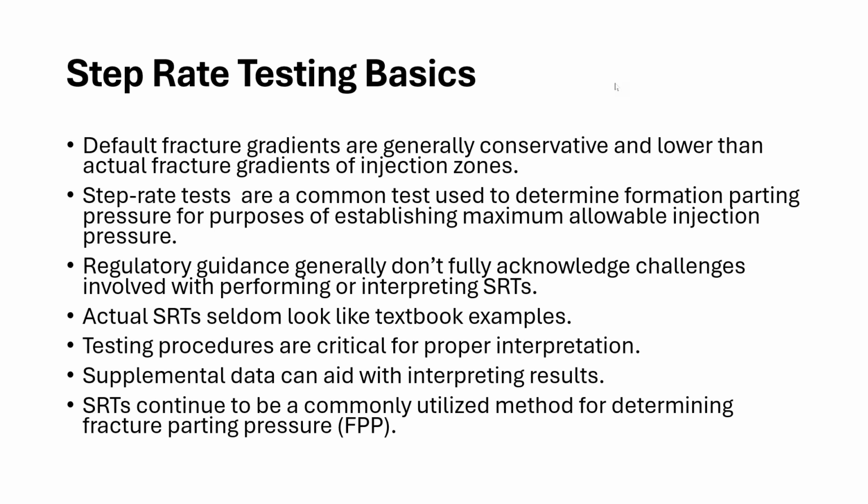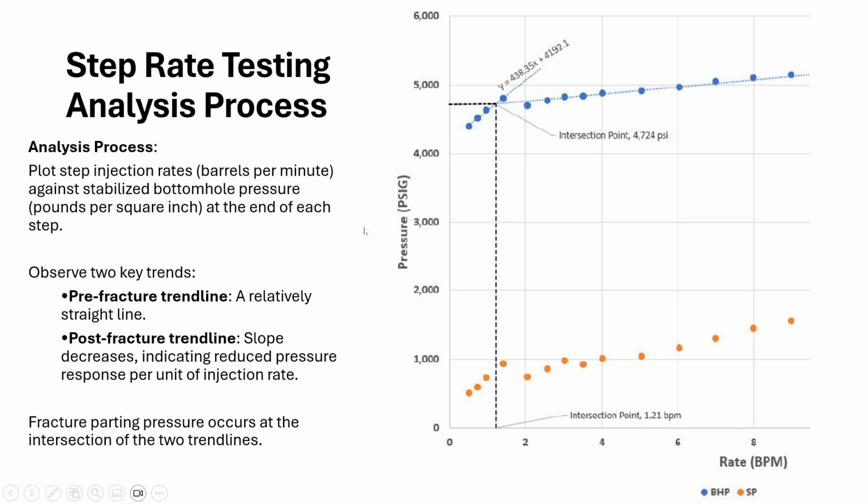In general, step rate tests are utilized to determine the fracture parting pressure, and that is done through this method here. The analysis process begins with plotting the step rate injection in barrels per minute against the bottom hole pressure after it is stabilized at the end of each step. Typically, the duration of each step is 30 minutes. I've seen 60-minute steps before, but that depends on the state and permeability of the formation.